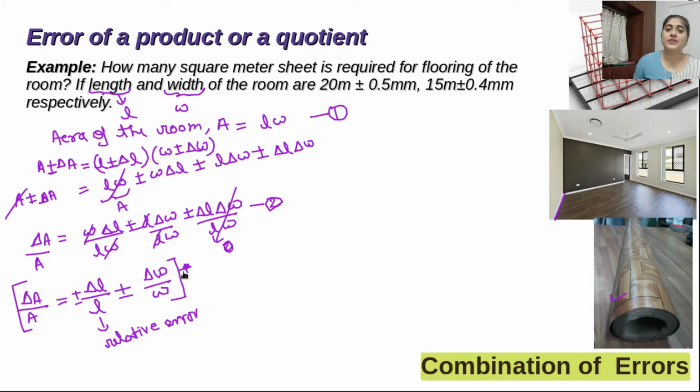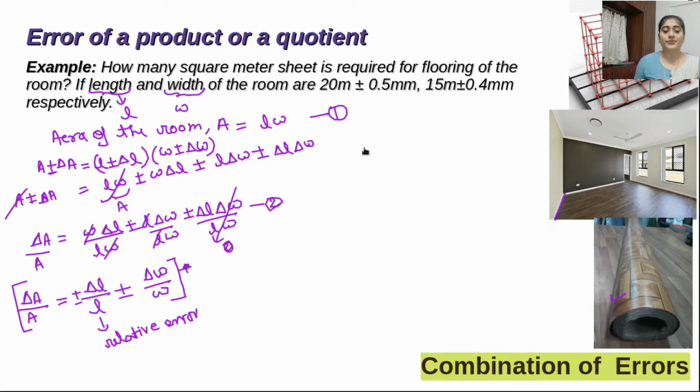What we have calculated, this delta L, is the absolute error. We are comparing it with the original one, and that ratio is called relative error. If you multiply with 100, that is called percentage error. So you just have to add all the relative errors if you are multiplying two physical quantities.